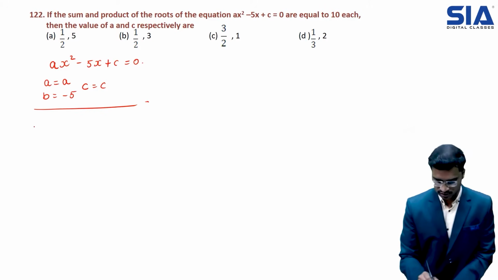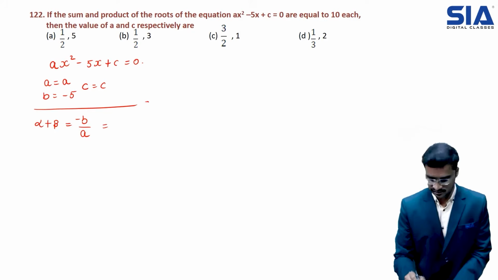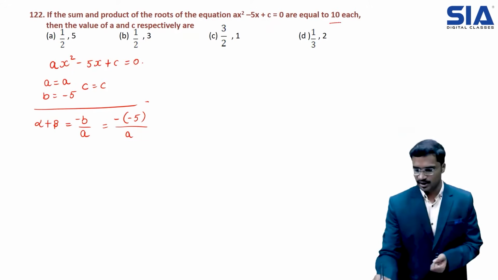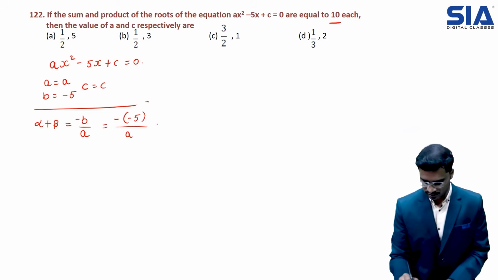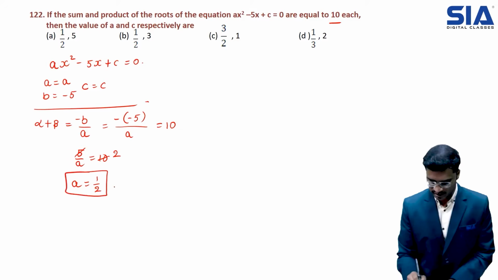The sum of the roots, alpha plus beta, is minus b by a. So minus the value of b, which is minus 5, by the value of a, which is a. The sum of the roots is given as 10, so let us equate this to 10. Then 5 by a is equal to 10. Then the value of a is what? 1 by 2. So the value of a here is 1 by 2.